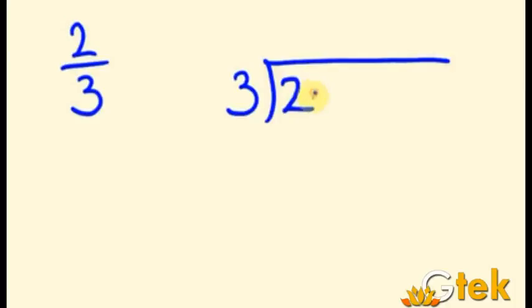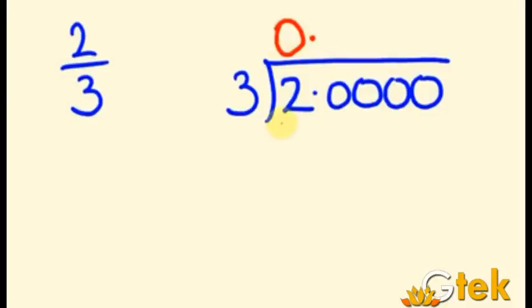As 2 is lesser than 3, I am putting a decimal dot and adding zeros. Now 3 is 0 times to 2, hence I cannot give any number over here. So I am mentioning 0 in the quotient.